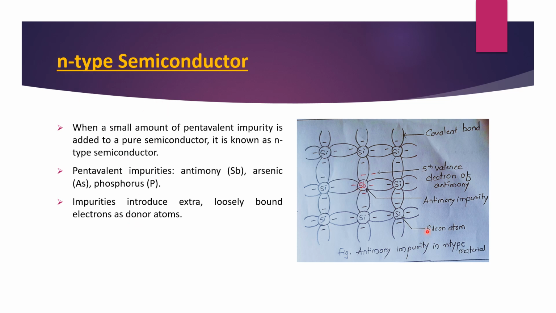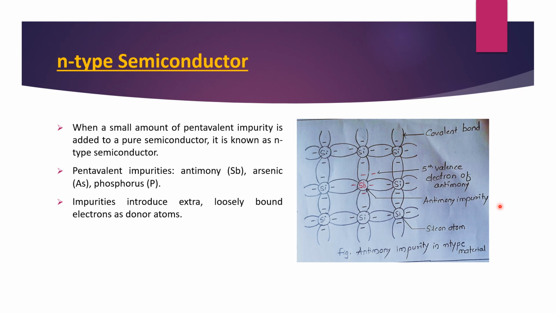How? See this figure. What is this figure? You remember we studied last time the crystalline structure of silicon. These are silicon atoms and these are the covalent bonds. This structure is made. Now what I am doing, as you can see, the middle one is not silicon. The middle one is the impurity, and the impurity I have used here is Sb, antimony.